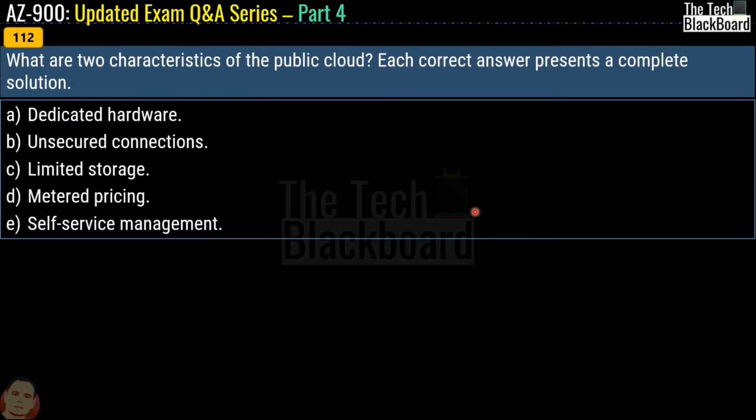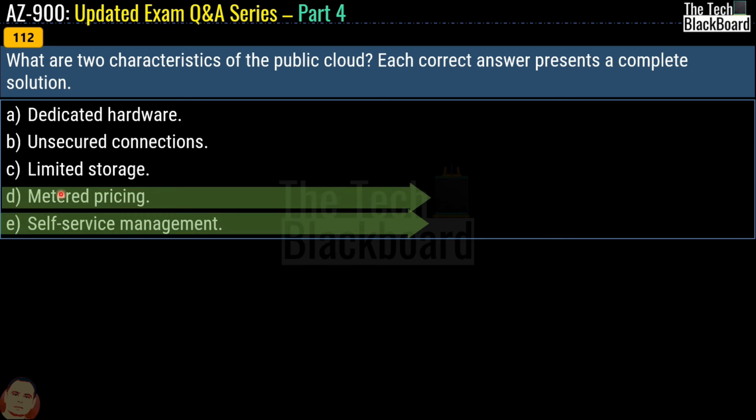Now let's move to question number 112. This one says, what are the 2 characteristics of public cloud? Each correct answer presents a complete solution. Your options are dedicated hardware, unsecured connection, limited storage, metered pricing, or self-service management. And the correct answers for this question are metered pricing and self-service management.